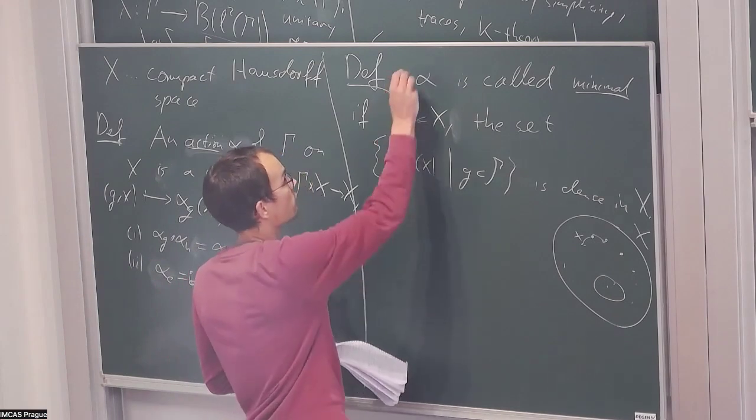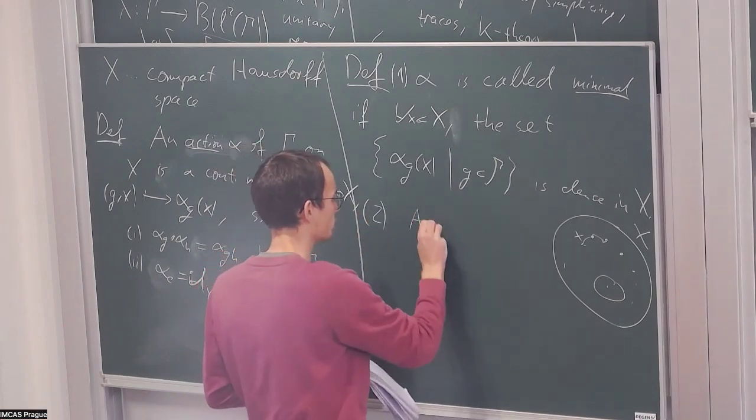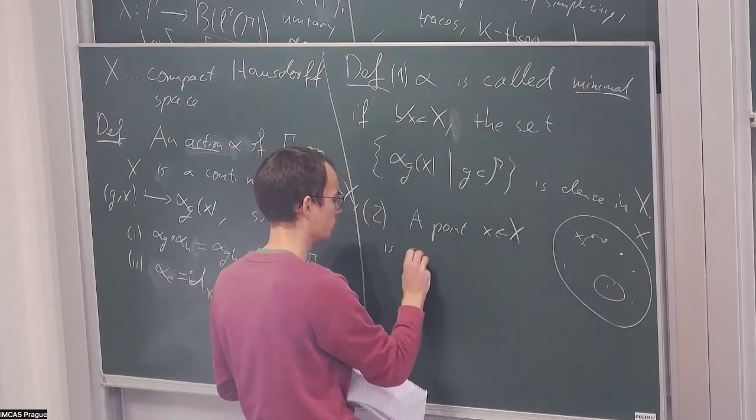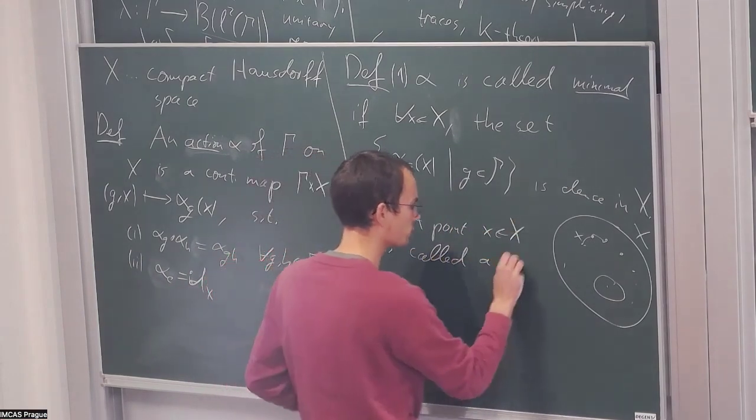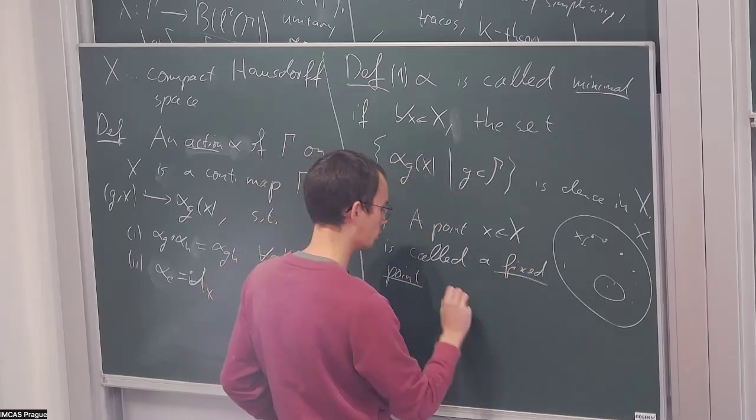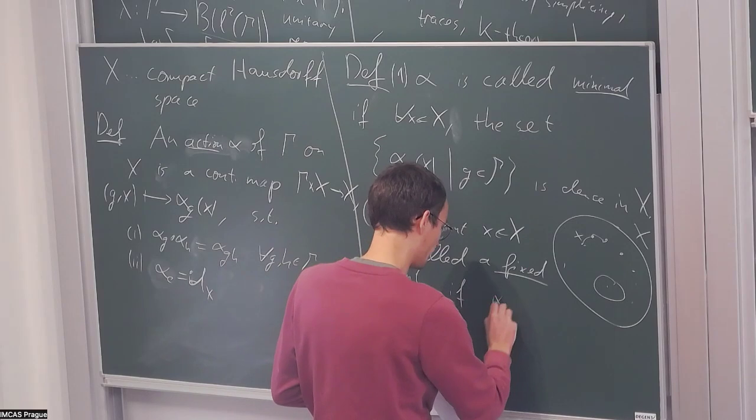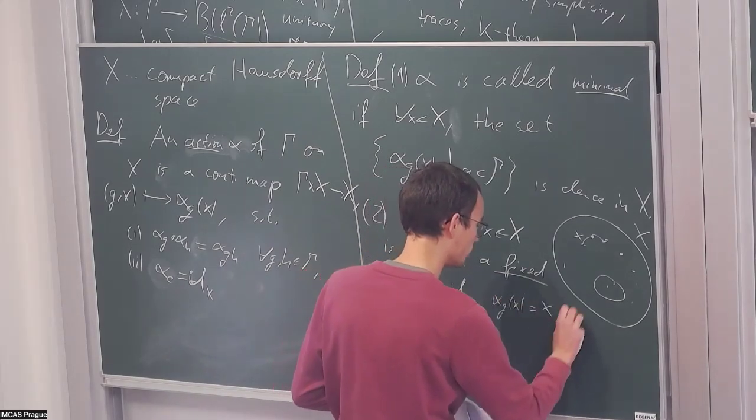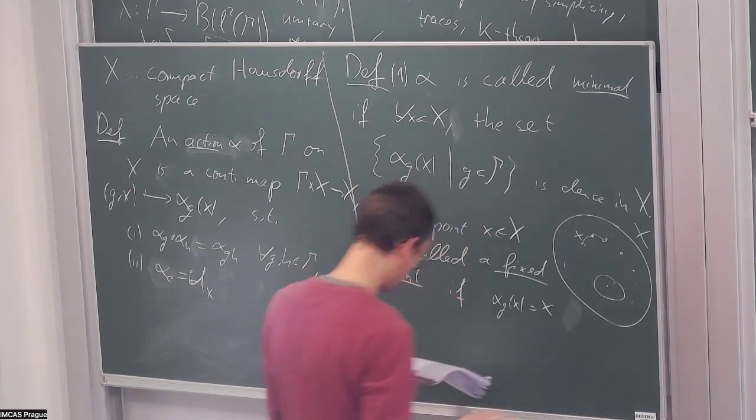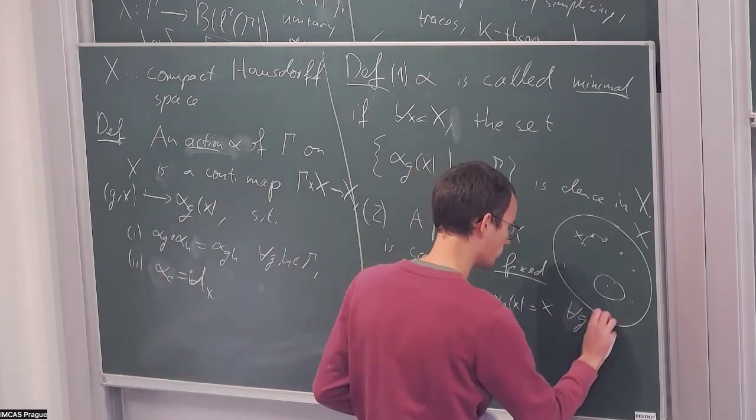Secondly, so this is 1 maybe. This is 2. The point x in X is called a fixed point if alpha g of x is equal to x for all, sorry, for all g. I'm not confused now.